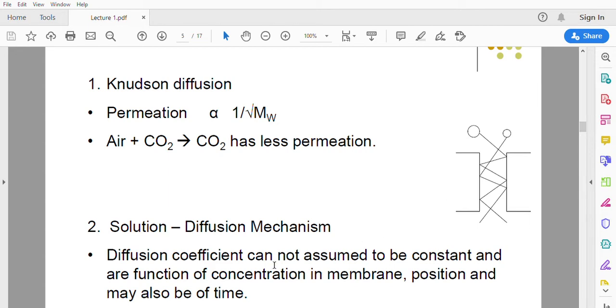Now, in the solution diffusion model, we cannot generally assume the diffusion coefficient to be constant, but sometimes it is constant. If it is not constant, then it will be a function of concentration in the membrane and the position. Sometimes it may also depend upon time. So we will discuss all the conditions later.